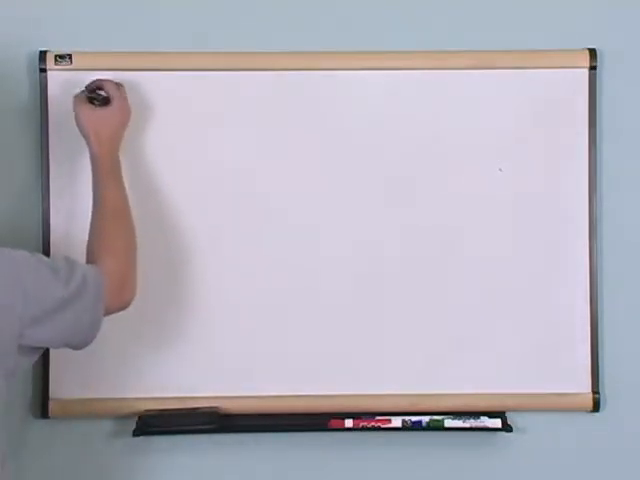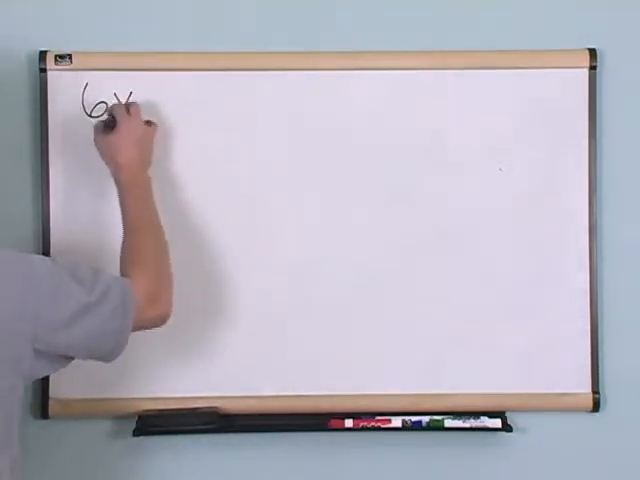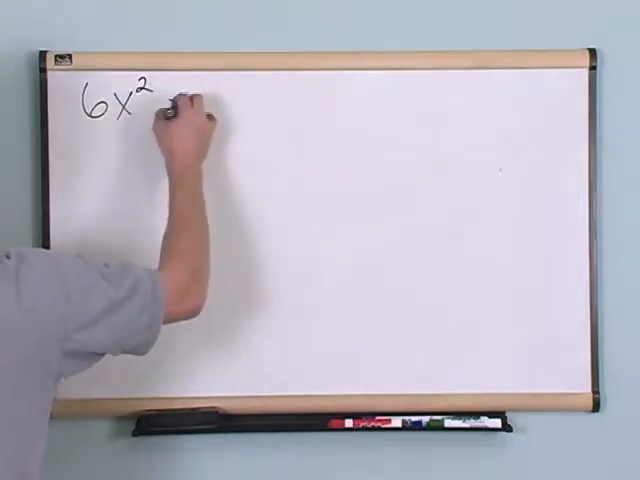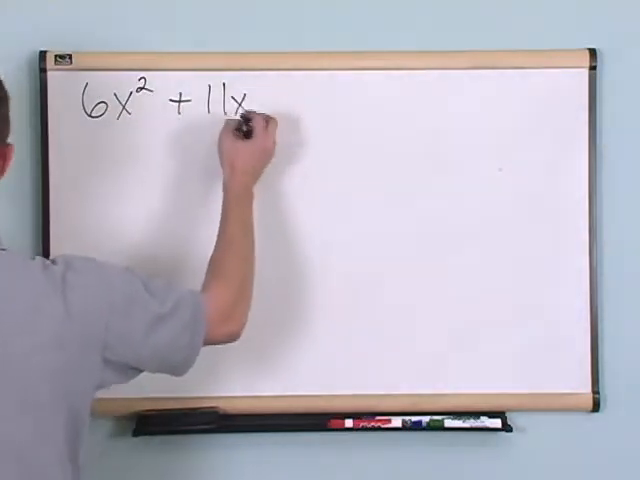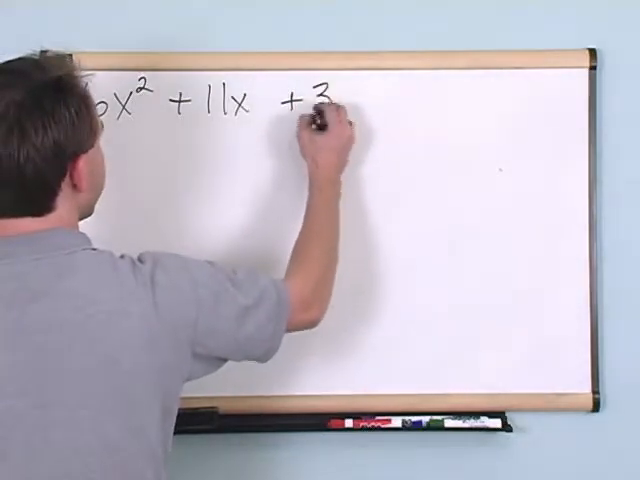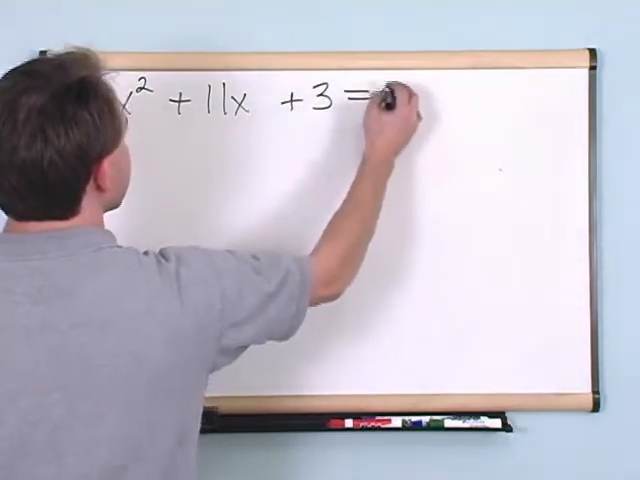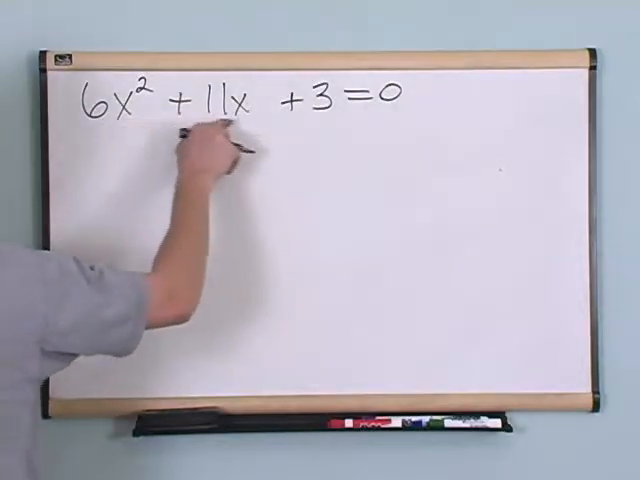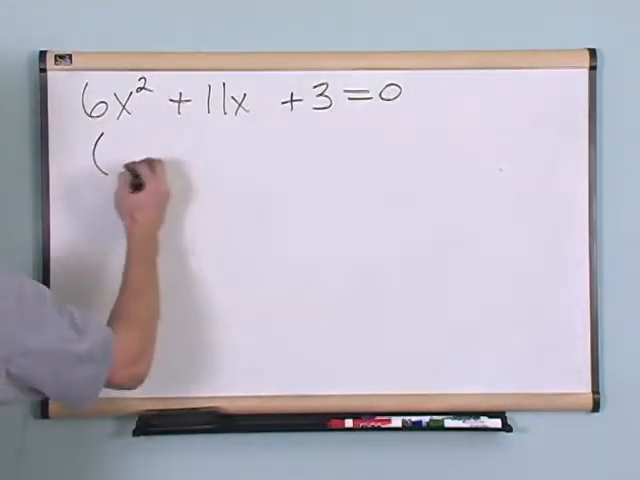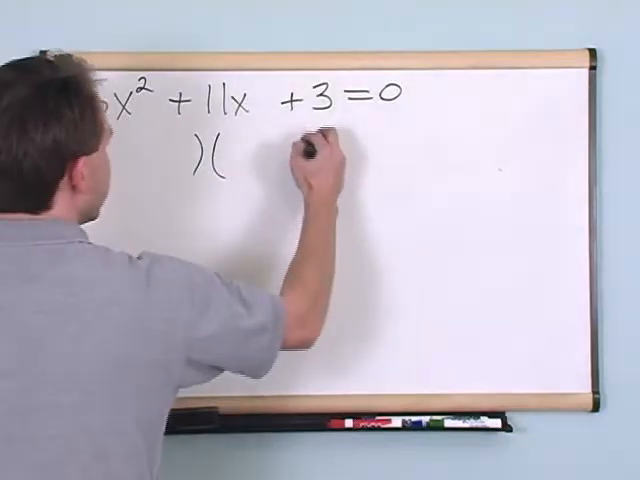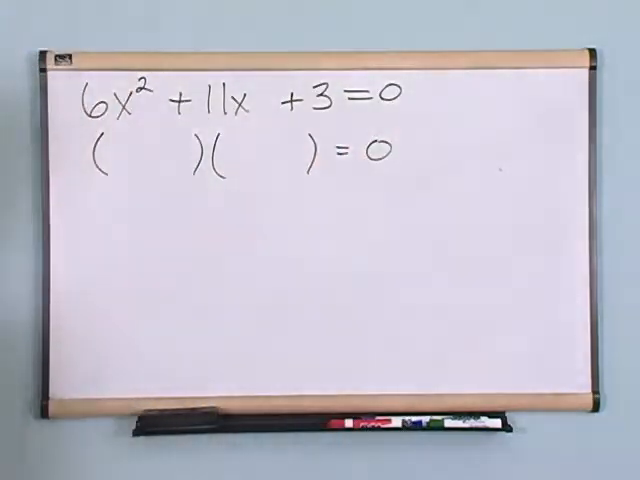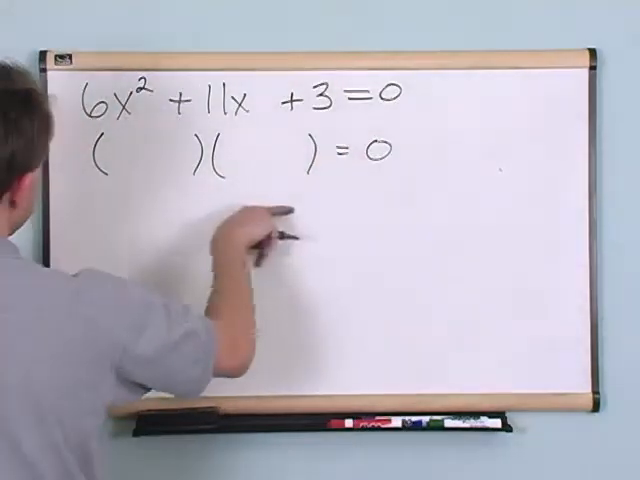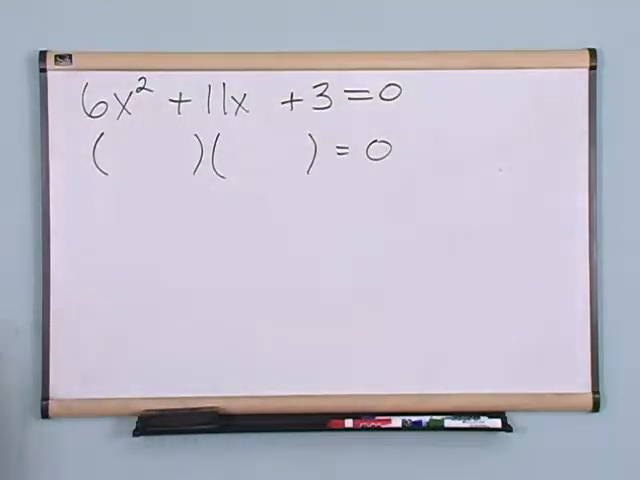Okay, we'll get into a little bit more complexity. 6x squared plus 11x plus 3 equals 0. Same thing, I've got an x squared term, an x term, and a constant term. I need to factor this. So I need to put some parentheses and say that that's equal to 0. And my goal, really the hardest part of this problem, is figuring out how to factor it.